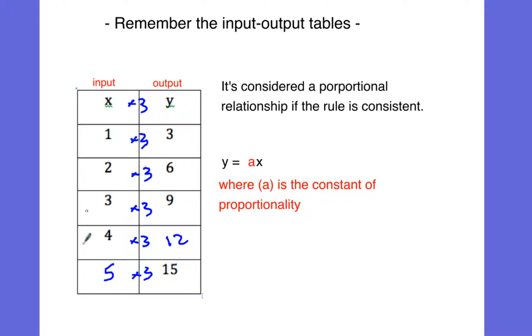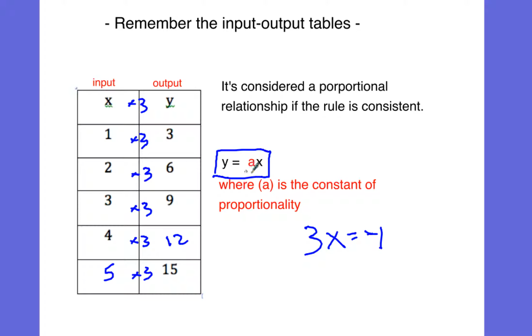We will write our rule of this table the same way we wrote it before in this format, y equals ax. So what is happening to my input? I'm taking my input, I'm multiplying it by 3, so 3 times my input, and that is going to be equal to my output. That is how we write the rules and the equations of proportional relationships.